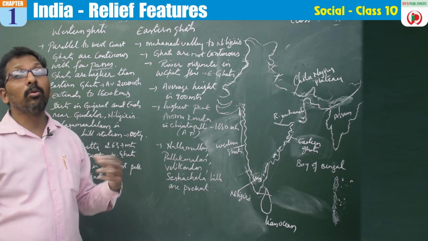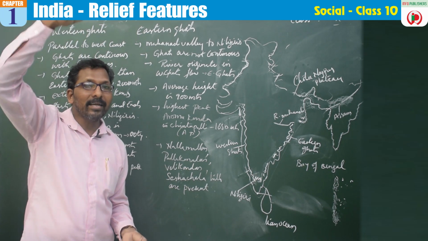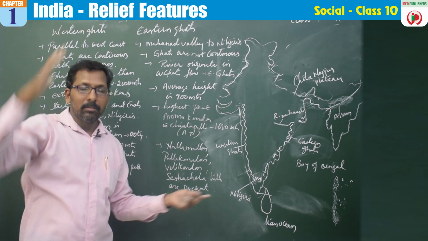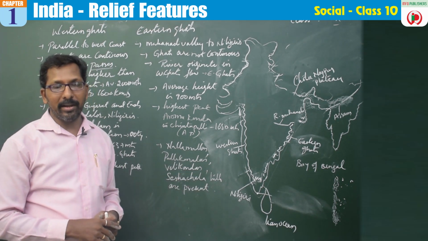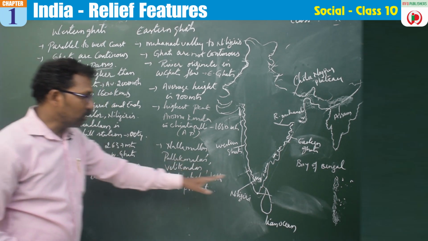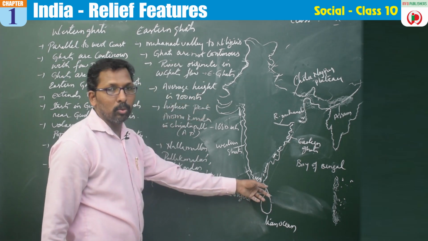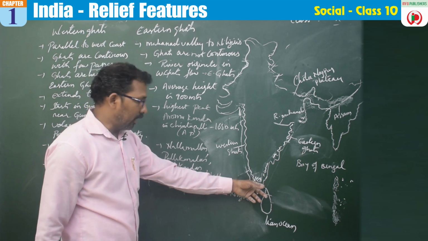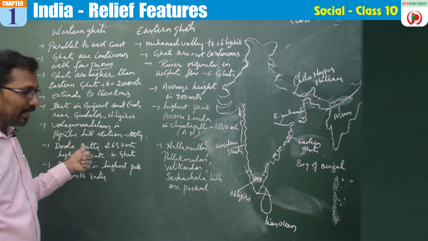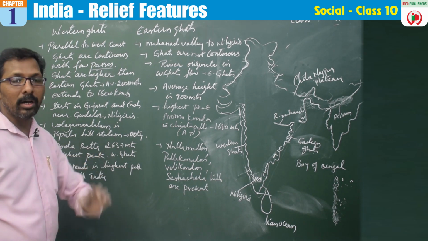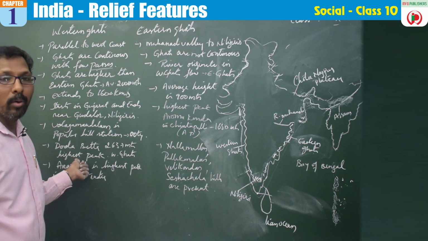Many people go there during the summer season. Why? Because it is located at a higher altitude. In summer also you can find a very pleasant climate there, and that's why people go. So, where is Ooty present? In the Nilgiris. This Ooty is also known as Udagamandalam, present in the Nilgiris. Duda Beta is the highest peak in the Western Ghats.